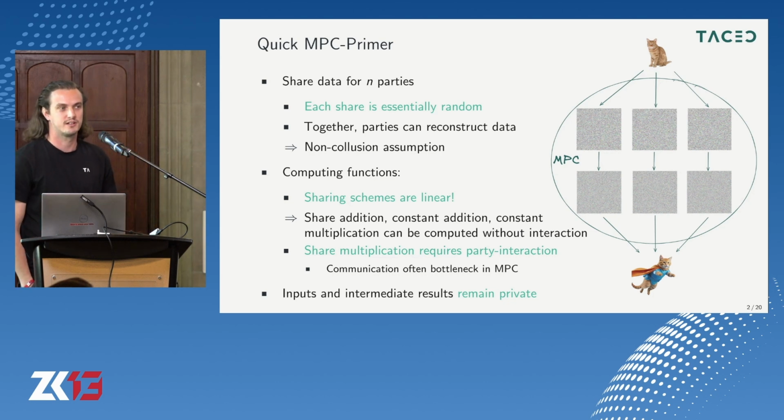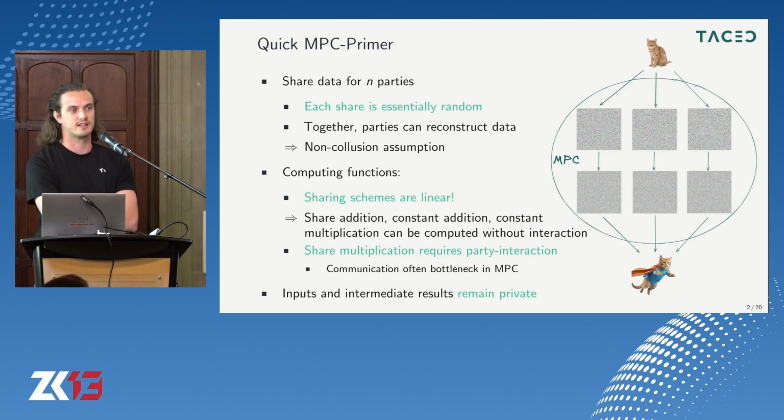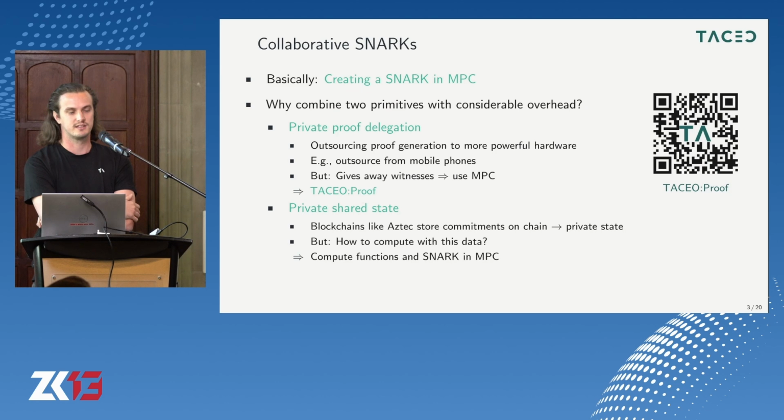So what are collaborative SNARKs then? These are computing basically a SNARK in MPC, where the private secret witness is secret shared among the MPC parties. And these then do the proof computation on these shares in MPC. And then you get a proof out of it, which is not different to one from a single prover. And the big question then is, why would you want to combine these two things with overhead?